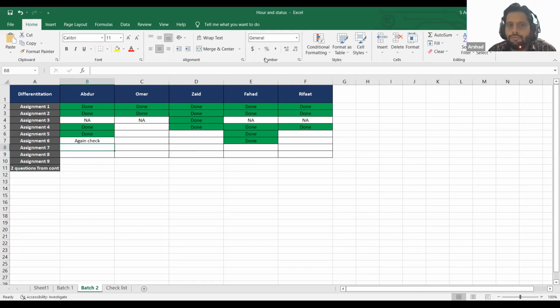It is not inverse, I guess. 7 might be parametric. Okay, I will check it now and confirm with you. Okay, sir. And then Rifat, you have completed up to assignment 4th.